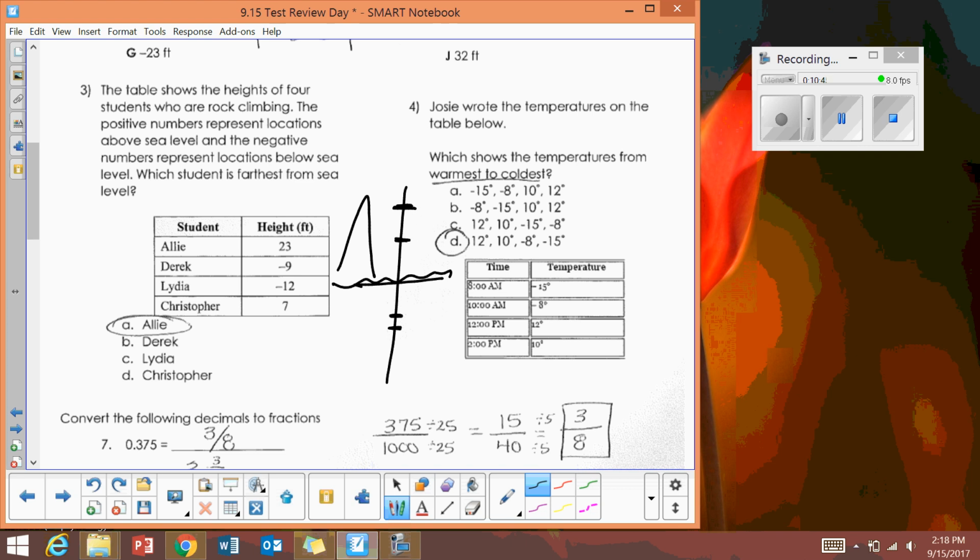So Allie up here is at 23. She's the furthest away from 0. Even though these ones are in the negatives, it's okay. We're trying to find the absolute value. Which one's the furthest away from 0? Or what's the distance away from 0? So this is all about absolute value.